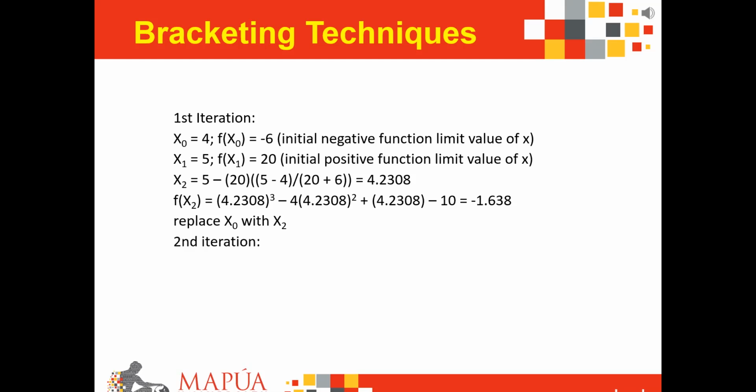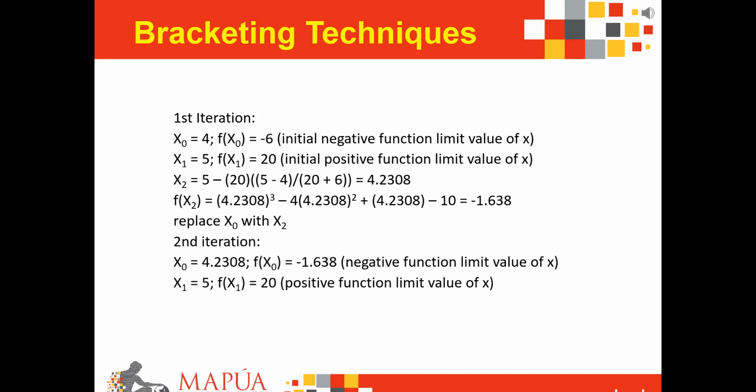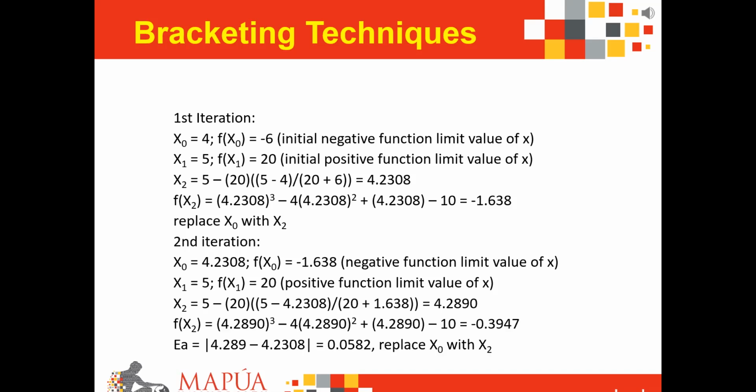On the second iteration then, my given values for x0 and x1 are as follows. And note that these initial values x0 and x1 still follow my bracketing condition. Hence, the root is still between x0 and x1. Thus, you'd end up with an x2 solution equal to this with a value 4.2890. Substituting 4.2890 to your function gives us a value of negative 0.3947. Obtaining now its absolute error as our terminating criteria gives us an error equal to 0.0582. We then replace, again, x0 with x2 since our terminating condition is not satisfied.